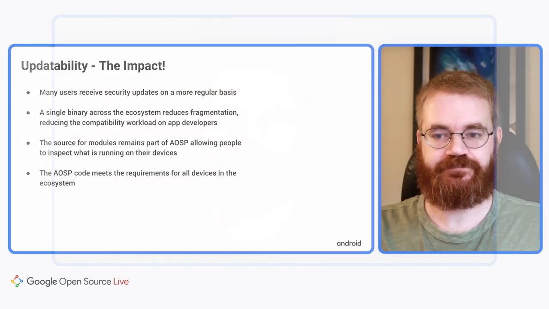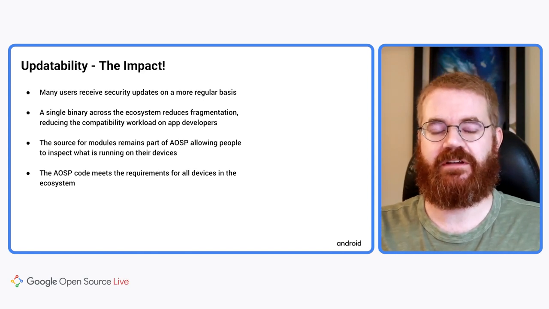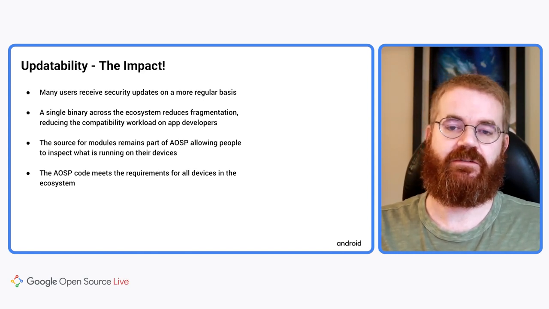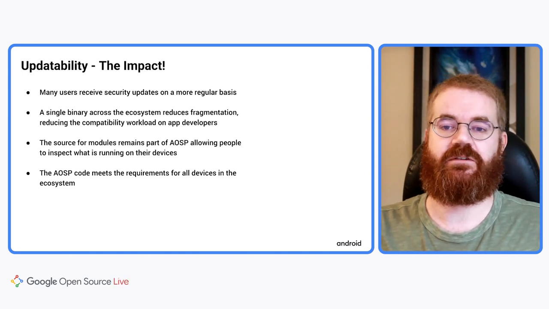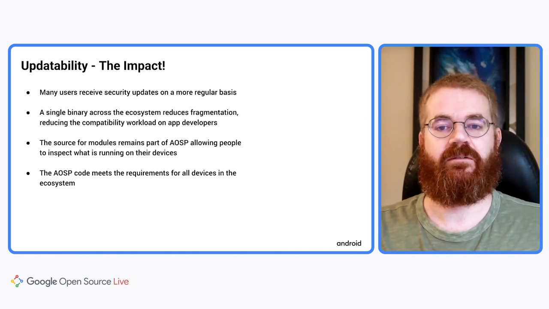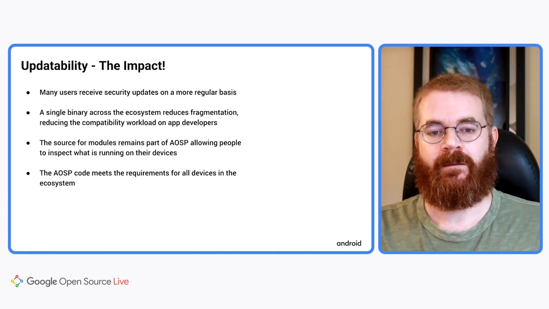So tying it all together, what's the impact of these new updatability capabilities that we have? And how does AOSP help out there? For users, many users will receive security updates on a more regular basis. If the device is receiving, say, quarterly updates, or maybe some devices don't receive security updates at all, for the code that's in the mainline modules, users will get monthly updates with the latest security patches.